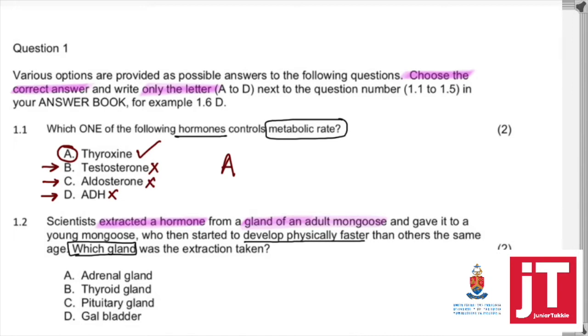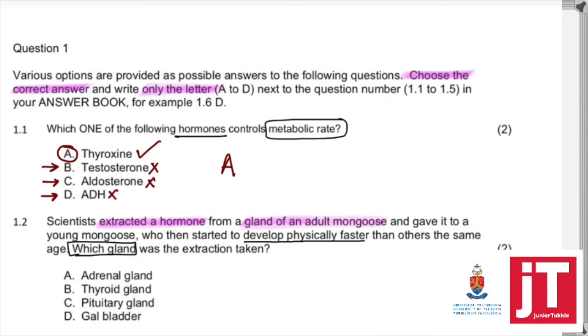We're going to refer to the effects of a specific hormone here. And the context we get given is that under the influence of this hormone, this young mongoose started to develop physically faster than the others that are of the same age. Now we talk about the gland. So we're talking about a gland that secretes a hormone that will allow an individual to develop physically faster than another organism or another animal of the same age.